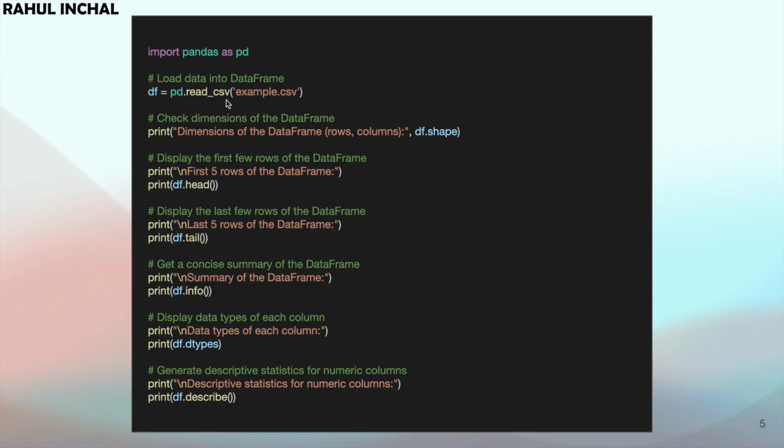Like we read the CSV file, and then I have printed my df.shape. As you can see, df.shape is the dimension which I am printing, number of rows and columns, it is going to give me. df.head will give me the first 5 rows, df.tail will give me the last 5 rows, df.info will give me a summary of the data frame, df.dtypes will give me the data type of each column or variable, and df.describe will give me descriptive statistics for numerical columns.